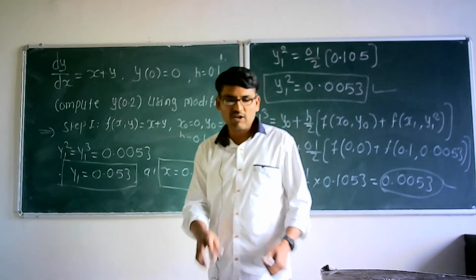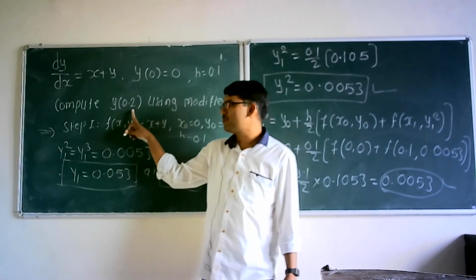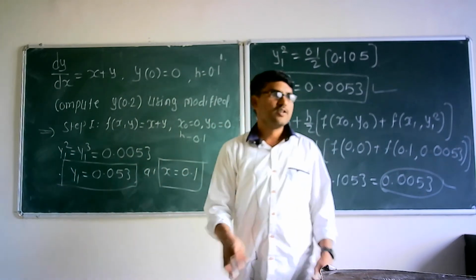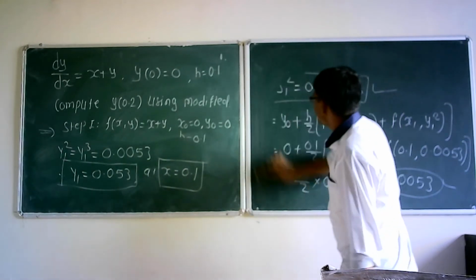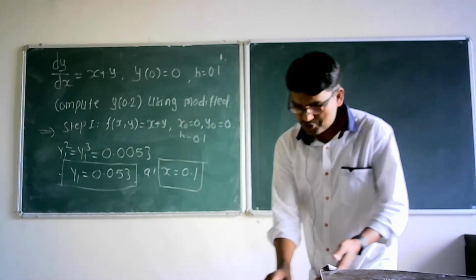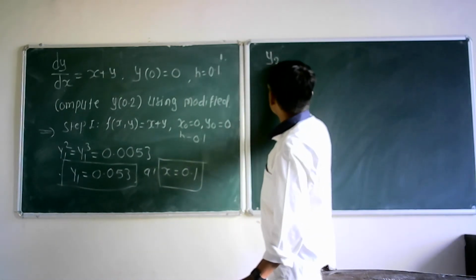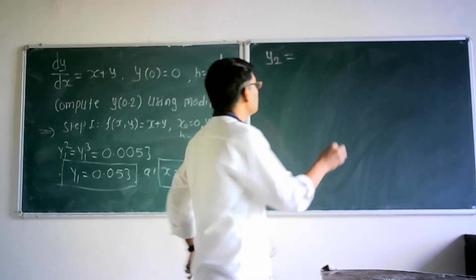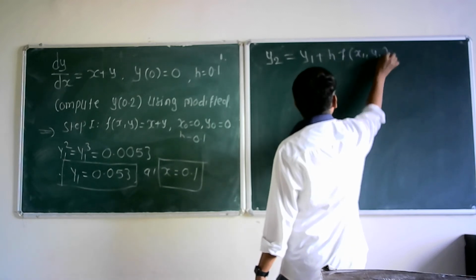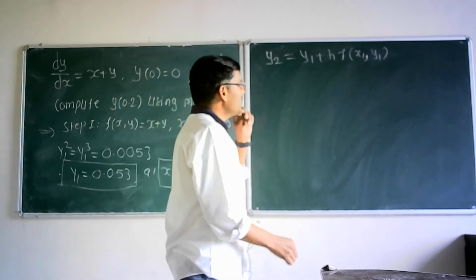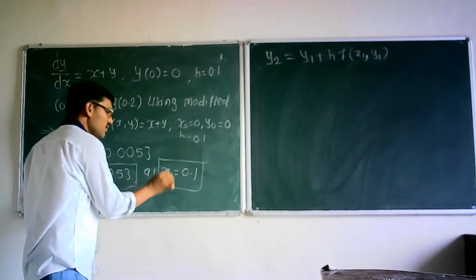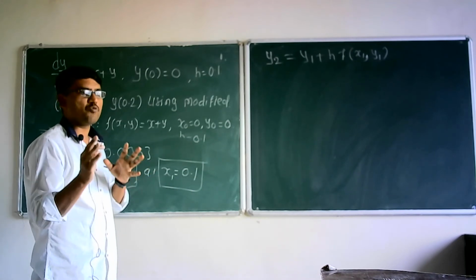Okay, but this is not our final answer because we want to determine y of 0.2. Here we have obtained the answer y of 0.0053 at x is equal to 0.1. So this is where we have finished our first step. So what is the second step? Again we want to determine y2 by using Euler method. आता पुन्हा आपल्याला Euler method अप्लाय करायची. What is Euler method? y1 plus h f of x1 y1. And this will give you a value at x2. And what is x2? It is x1 plus h, that is 0.1 plus 0.1, 0.2.